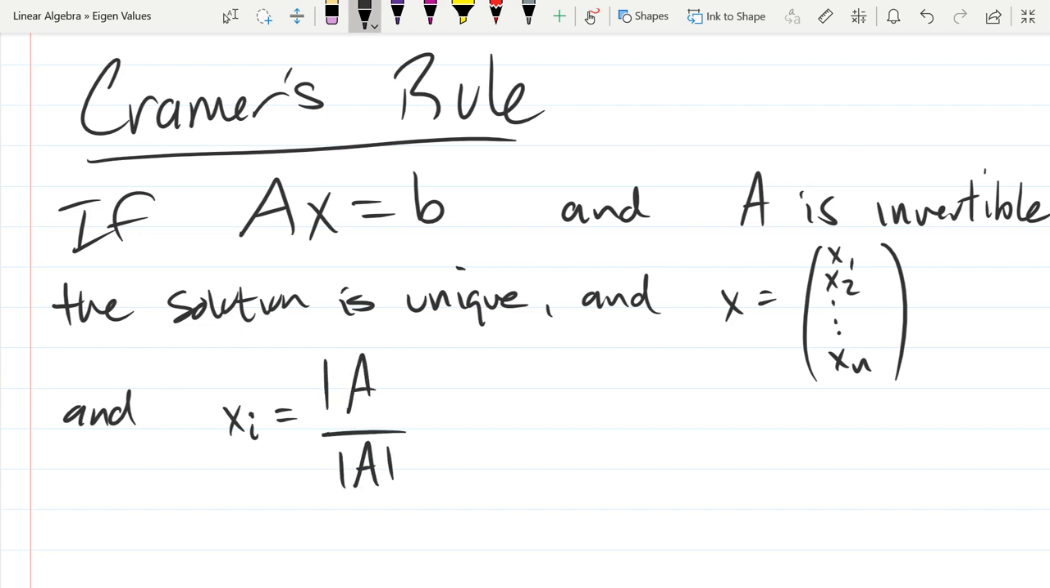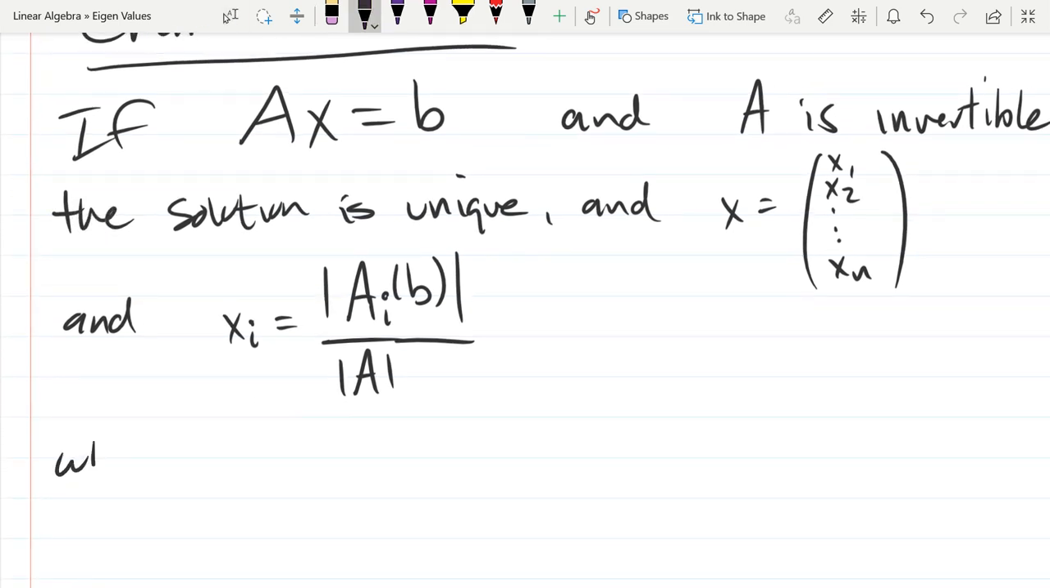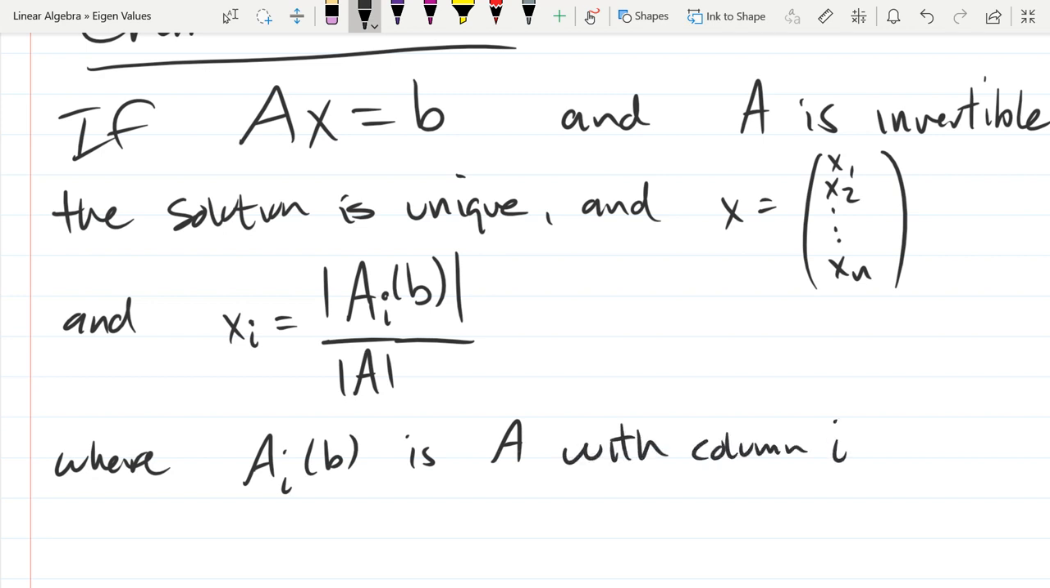And I'm going to write a weird vector on top, which I'll explain in a minute, where this A sub I of B is A with column I replaced with B. So it's sort of weird. It's not a minor. It's remove a column. Well, it's really swap a column with the constant vector, that vector B. So we'll do an example.